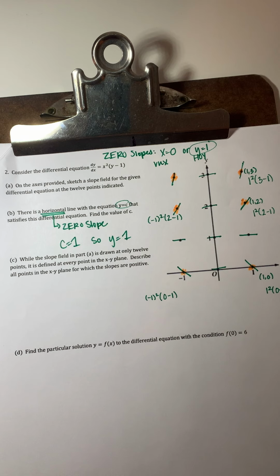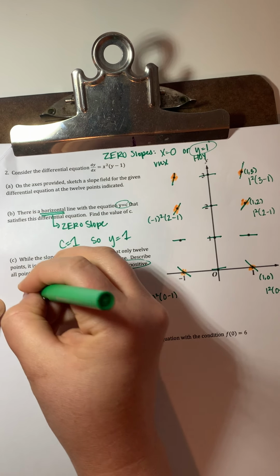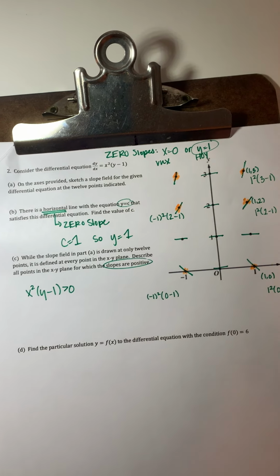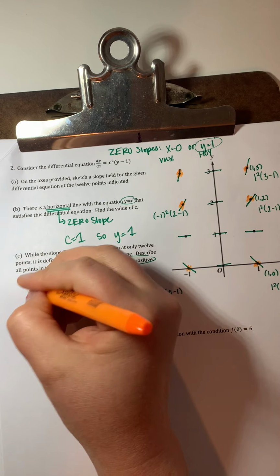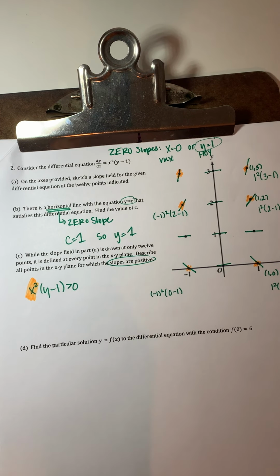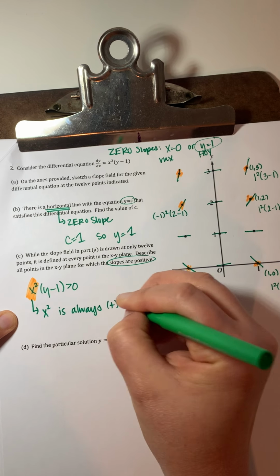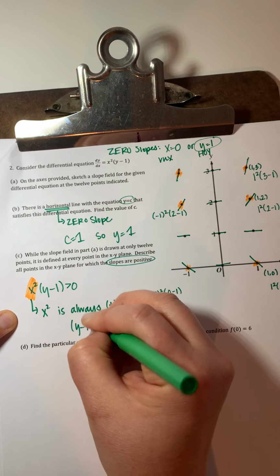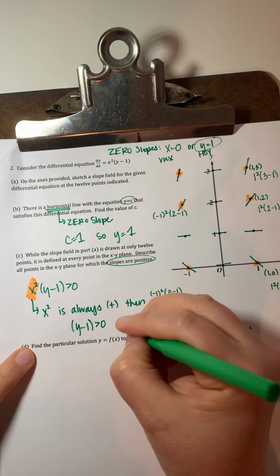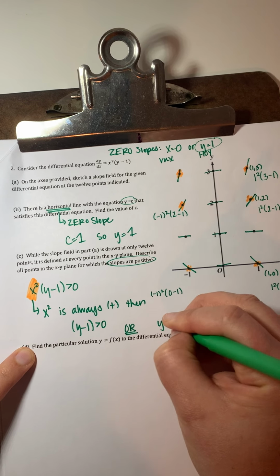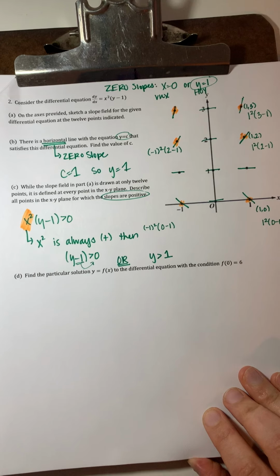Part C, describe all the points for which the slopes are positive. Well, if I want the slopes to be positive, then I want dy/dx, which is x squared times (y minus 1), to be greater than 0. Just look at that equation and look for the part that doesn't count. x squared is always positive, so I really only care about if y minus 1 is greater than 0. If you wanted to solve that, you could add the 1 across and write y greater than 1, but you don't have to do that, so I would recommend just not doing it.